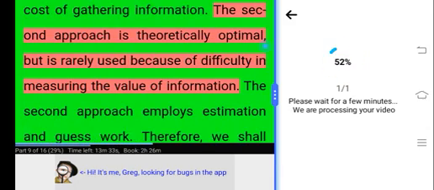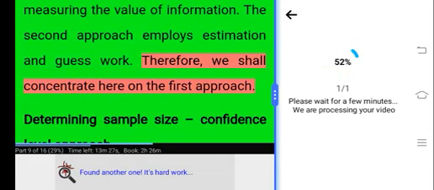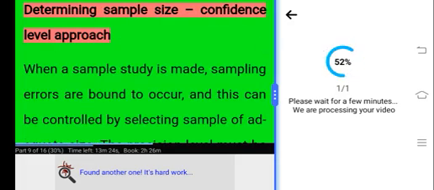The second approach is theoretically optimal, but is rarely used because of difficulty in measuring the value of information. The second approach employs estimation guesswork. Therefore, we shall concentrate here on the first approach. Determining sample size, confidence level approach.